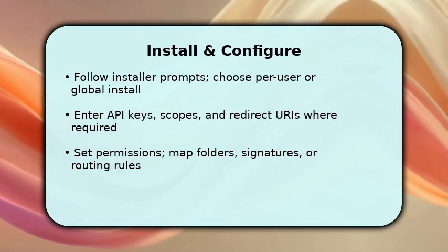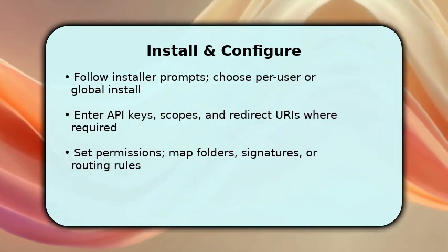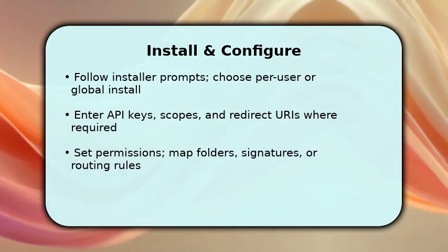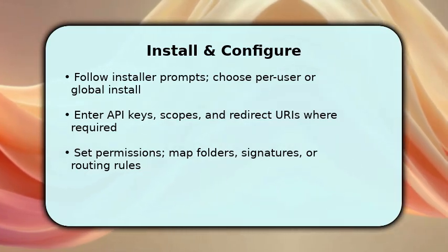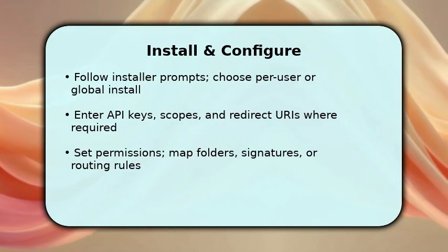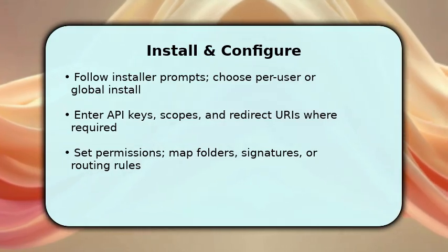Then configure permissions and map folders, signatures, or routing rules so the extension integrates with your mail flow. Make sure to save settings and restart the client. That forces the new components to register and prevents silent failures.